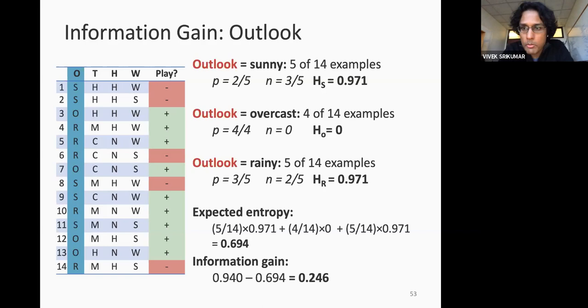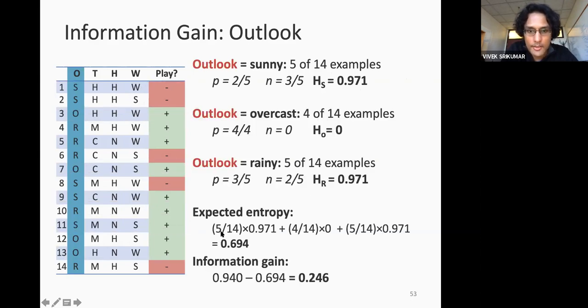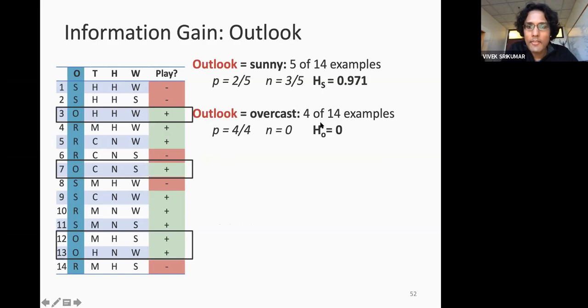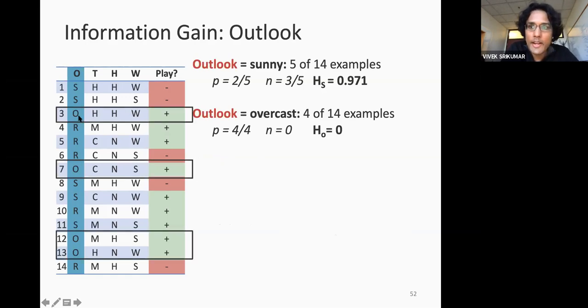So the next question is, where do the 5/14, et cetera, come in? So notice that there are 5 out of 14 examples with label sunny. So this fraction of examples has an entropy of 0.97. That's the 5/14 here. Similarly, there are 4 out of the 14 examples. These 4 out of the 14 have entropy 0, so you get the 4/14. And similarly, 5/14 is the fraction of examples that have the feature value rainy. So it's basically what fraction of examples have that particular feature value. Does that answer your question, Patrick?